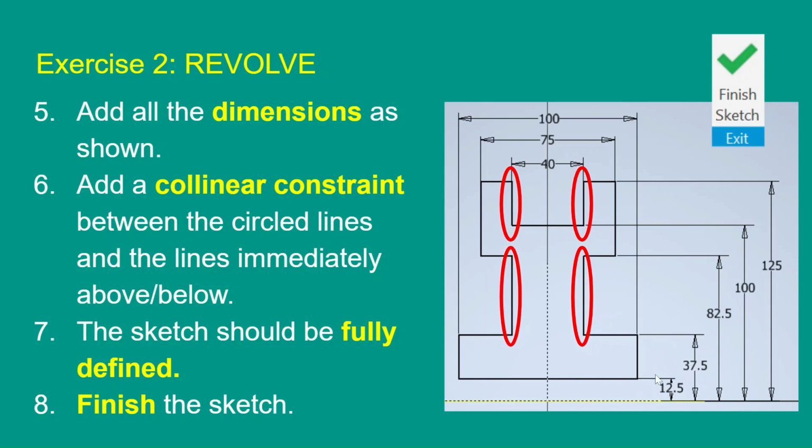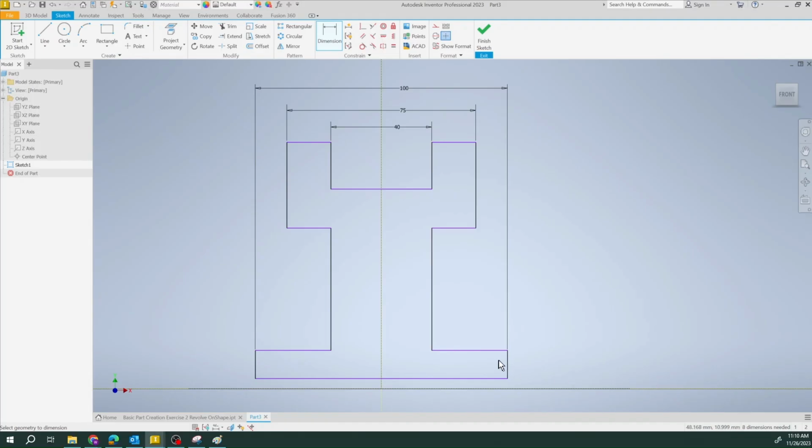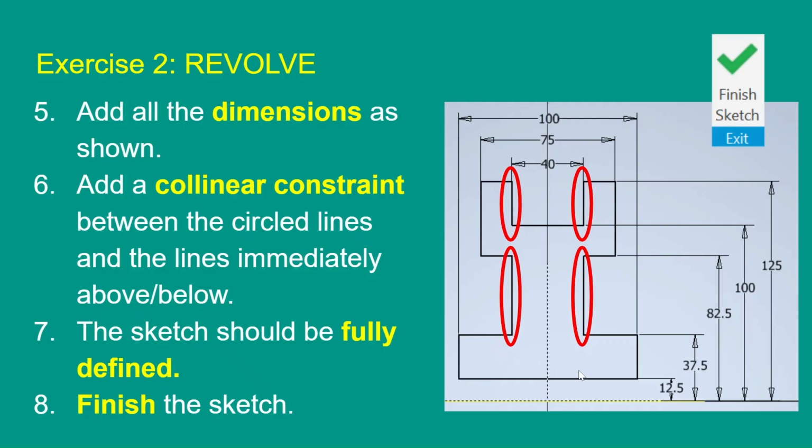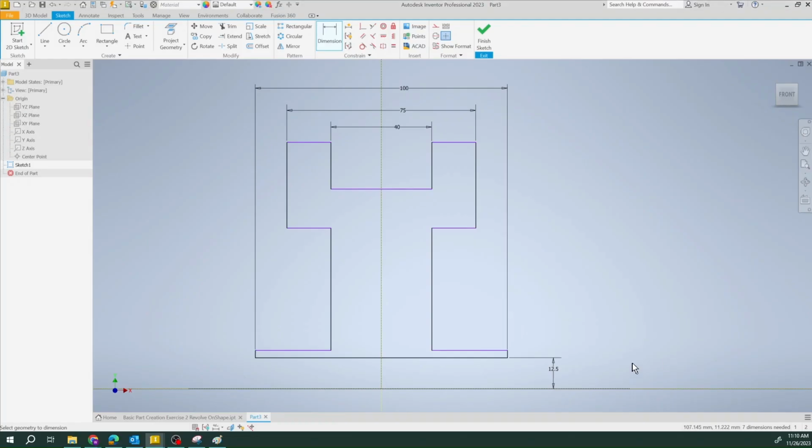So the first one I'm going to put in is 12.5. I'm going to put my dimension tool from this line to this line. It's going to be 12.5. That's my first dimension. My second one is going to be from that horizontal line up, and that's 37.5. So I click both the lines, and then I put 37.5.